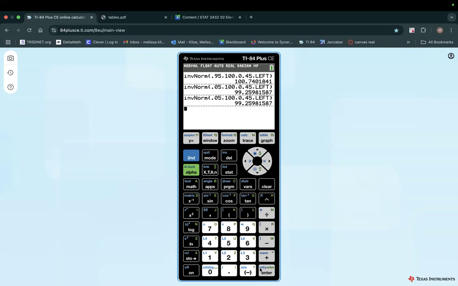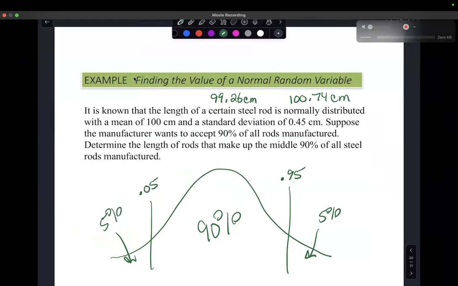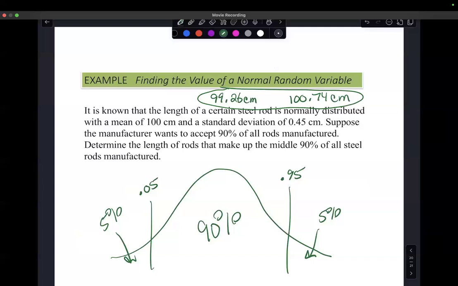Now, if I was using the Z table, it'd be a lot longer process, but it's still not terrible. It's just a little bit longer process. So I'm going to go back. So the manufacturer would accept all rods between 99.26 centimeters and 100.74 centimeters.